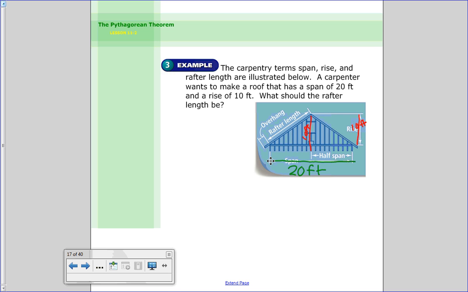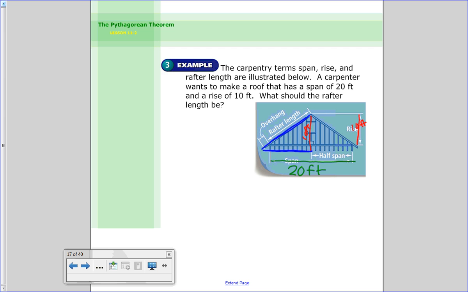Meaning this piece in here. All right? Now, taking a look at this isn't going to work because this isn't a right triangle in the first place. So it's not quite what I'm looking for. But if I separate this out, look at that. This will give me the rafter length at that point.